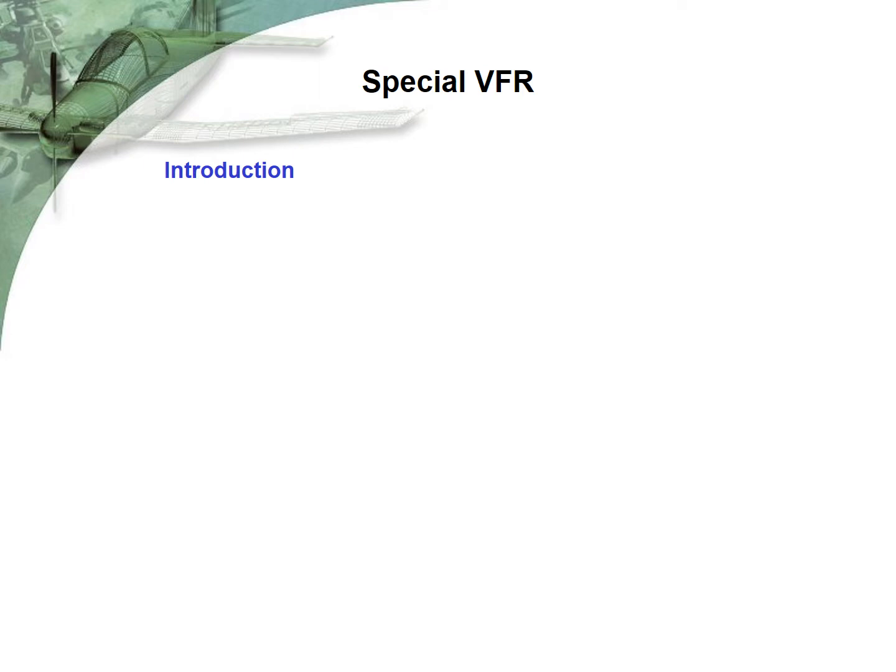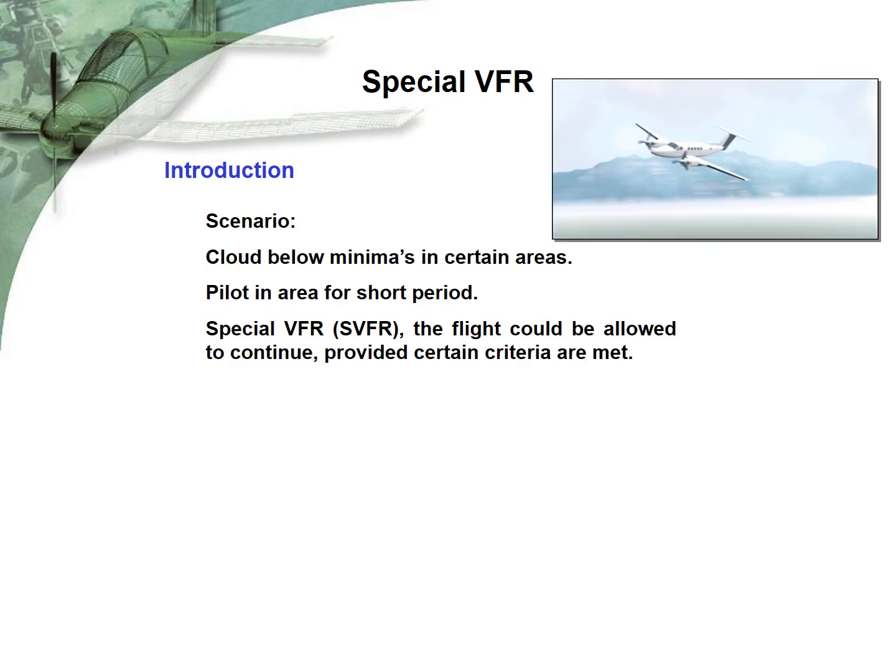As a way of introduction, I want us to imagine a scenario where a pilot is flying in a cloud which is below minimas in certain areas, the pilot is in that area for only a short period of time, and therefore needs to transit within that area. What do you think the clearance of the air traffic controller is going to be? Will he allow the pilot to continue the flight or not? As you continue thinking about this, let me answer this question.